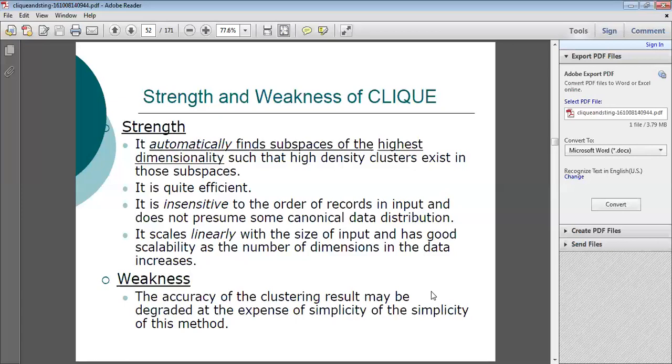So CLIQUE is a very convenient clustering technique which uses the a priori property, in which n-dimensional data clustering can be done very efficiently, and it is very scalable. So it is very easy.